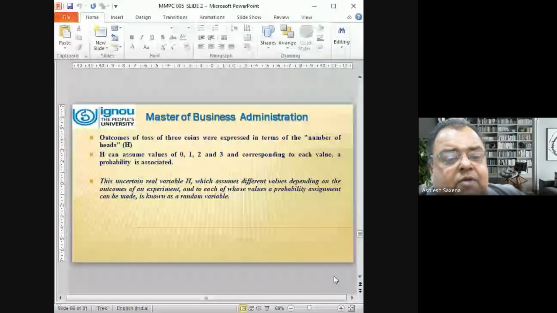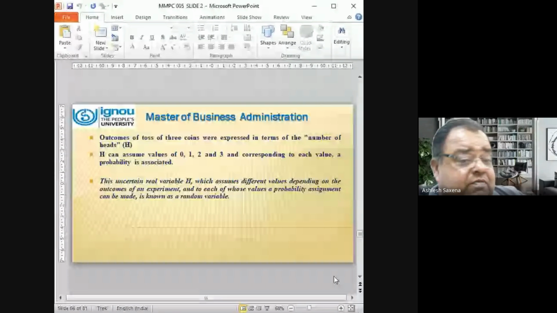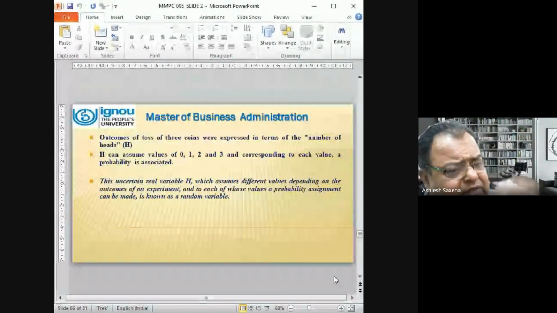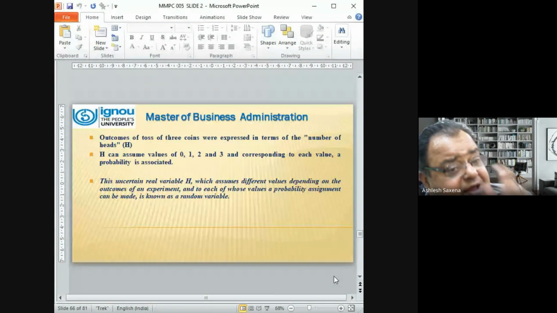The outcome of the toss of three coins was expressed in terms of the number of heads. H can assume values of no head, one head, two heads, three heads. That's it. That means we toss three coins, and our possible outcomes are four. Remember that: whatever the tossing is, you will always get plus one outcomes. I will show you how this happens.